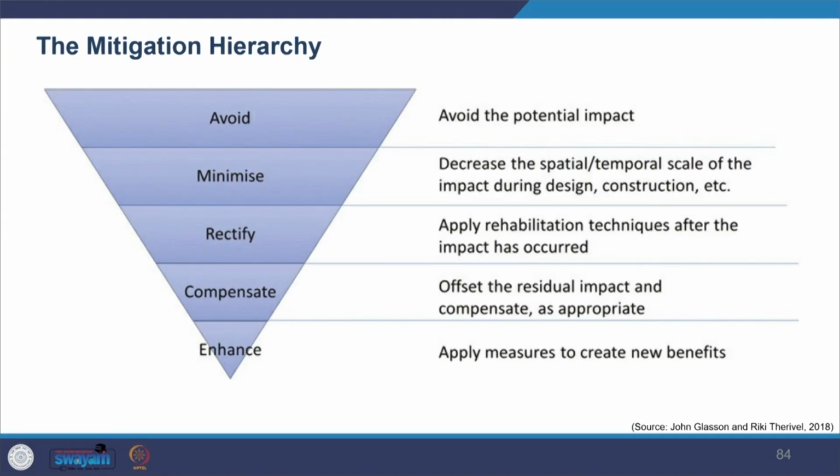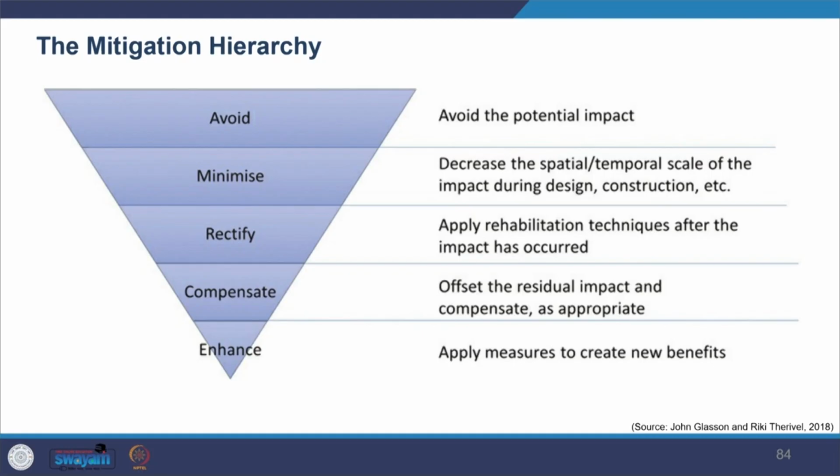So the basic principle behind the mitigation hierarchy is that first you try to prevent impacts, thinking of whether it is better if they don't happen at all. And if they do happen, then how you can reduce them or how you can compensate for them. So here you can see the diagram.